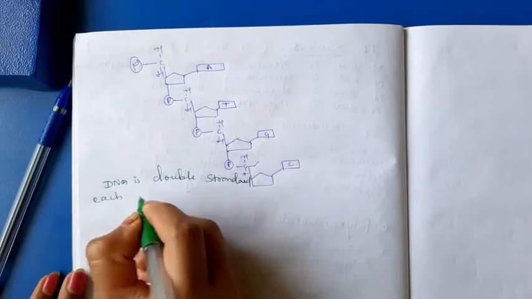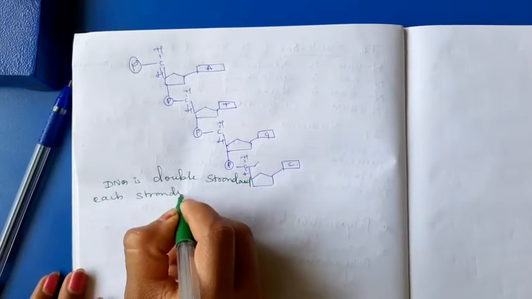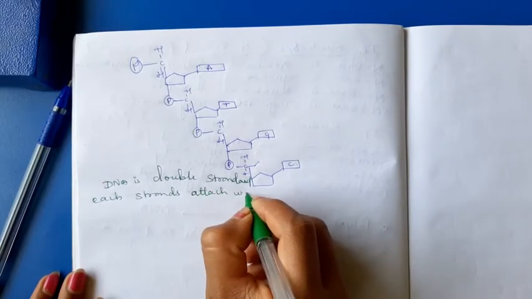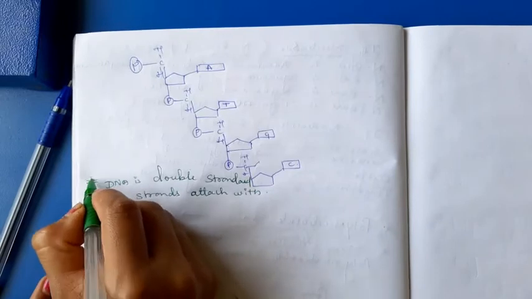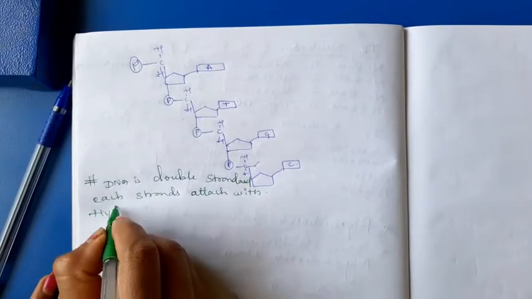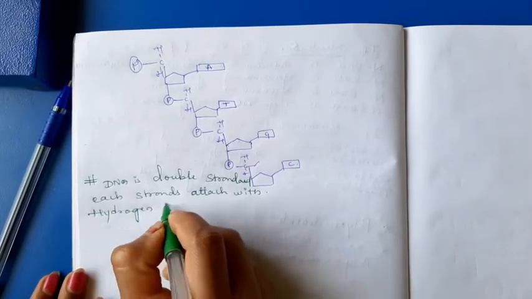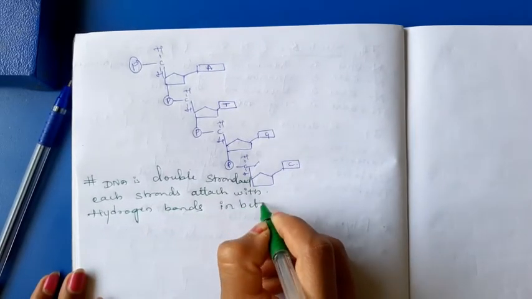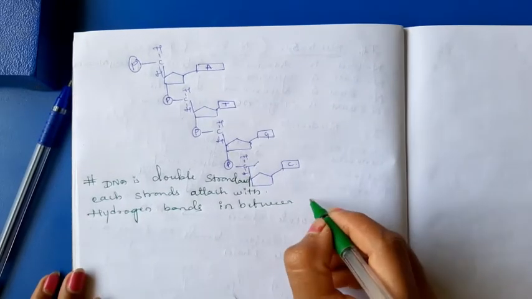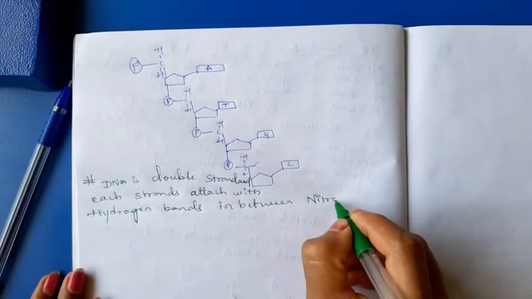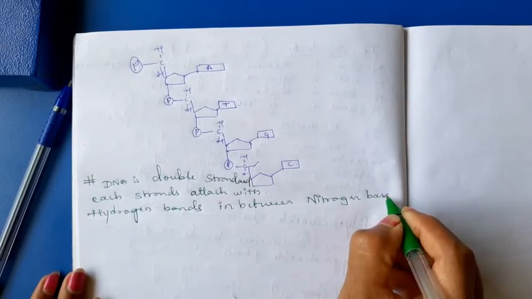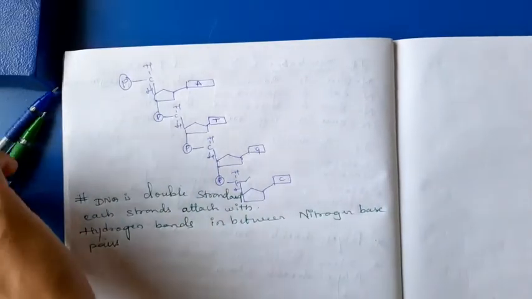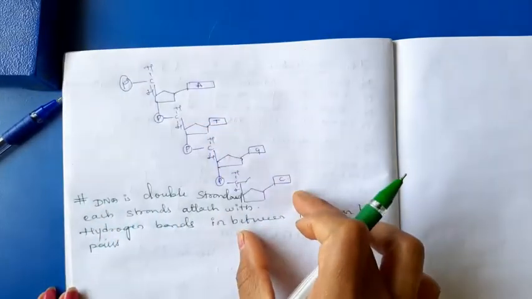Each strand attaches with hydrogen bonds in between nitrogen base pairs. Okay, here this is one strand of DNA.